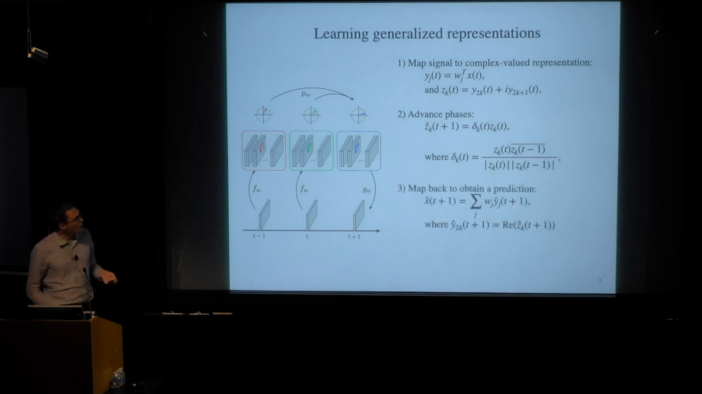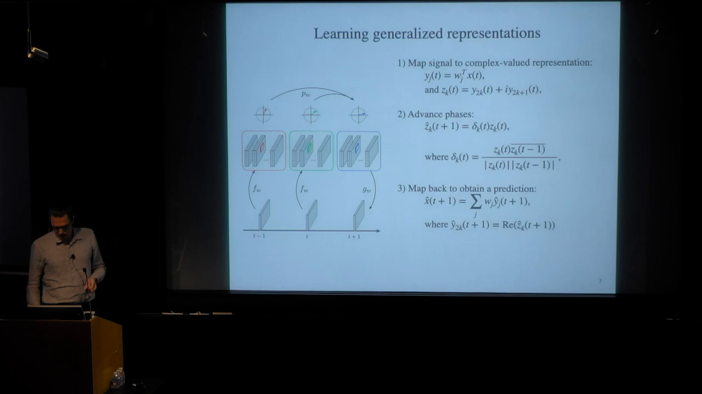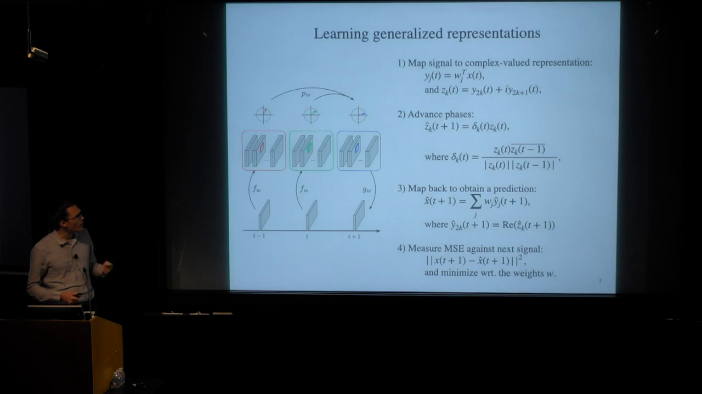Then, once you have this prediction, you can reuse the same filters on the way back, use their transpose, and get back to the pixel domain. And then we're going to learn those parameters, the weights W, by minimizing the prediction error against the next observed frame with gradient descent. So really the important step was the phase advance that I highlight here.